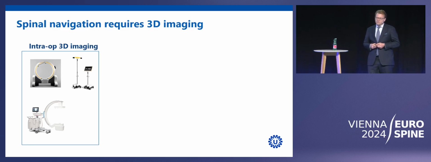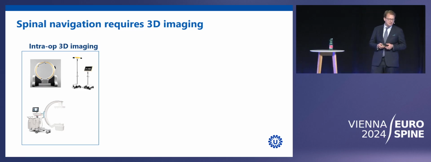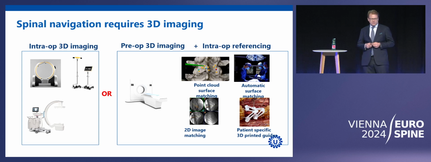So every form of spinal navigation requires some form of 3D imaging. It can be either intraoperative 3D imaging or preoperative 3D imaging. But if you use pre-op 3D imaging, you need some form of referencing because that pre-op 3D imaging is normally acquired in a supine position. The patient is positioned prone, so you need to reference how that spine is positioned on the surgical table. You can use several methods for that.